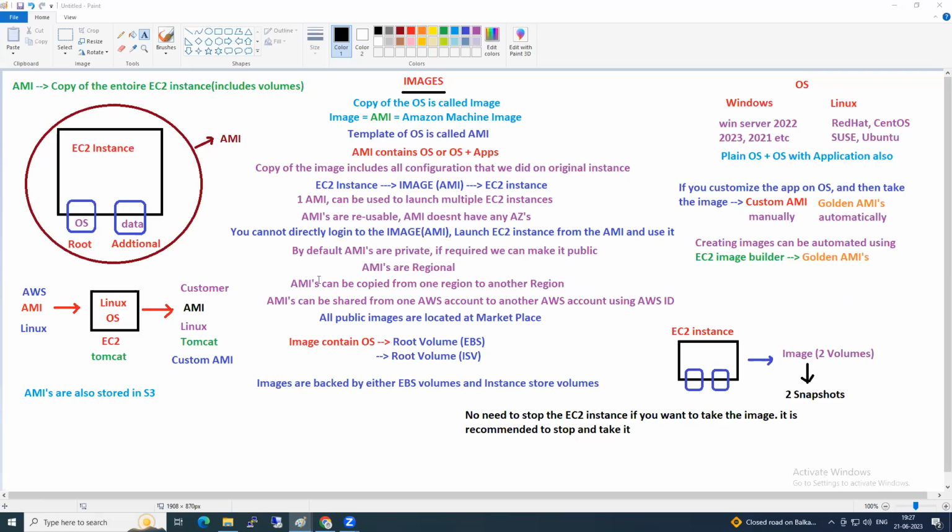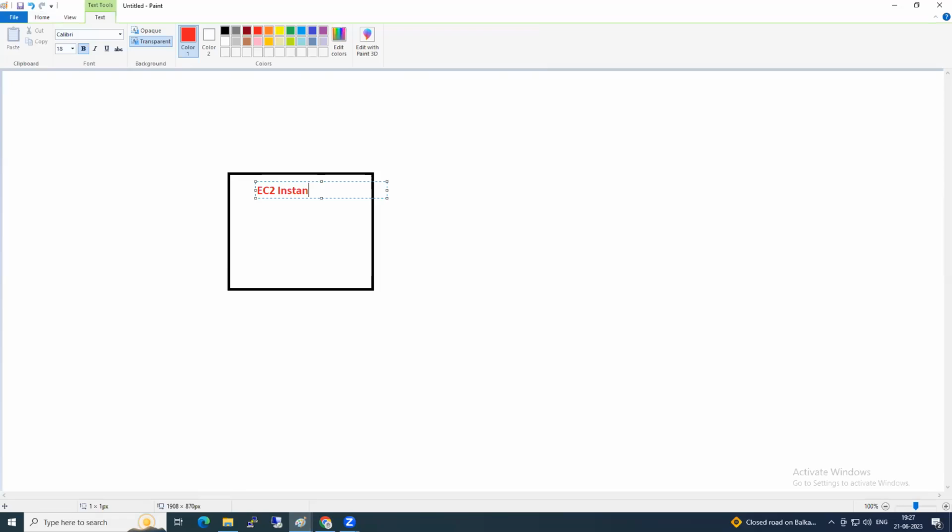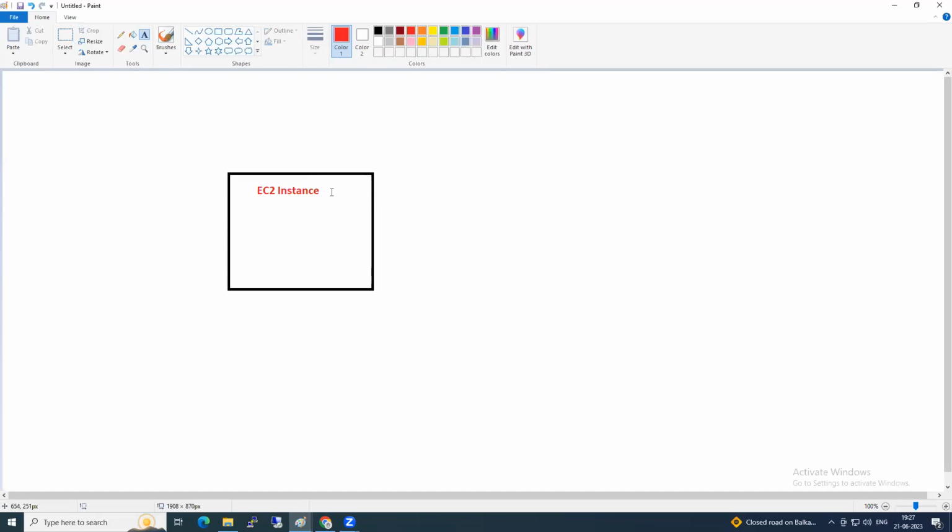Guys, I have one last thing, which is not a topic, but I am just triggering your mind. See this and tell me your suggestion. I have one EC2 instance. I have launched this EC2 instance in 1A. Think and tell me.